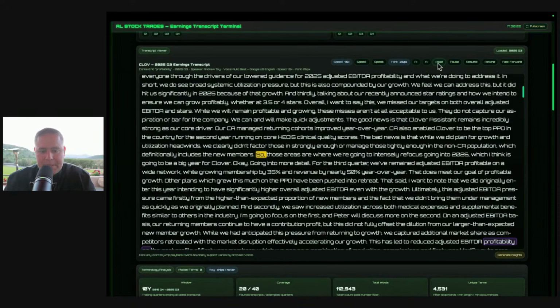So, those areas are where we're going to intensely refocus going into 2026, which I think is going to be a big year for Clover. So they're going to be focusing on that for 2026, where Andrew Toy said it is going to be a big year for Clover. Now, again, Andrew doesn't like to use pompous words. He says it pretty, I would say pretty there. So they do believe that it is going to be a big year.